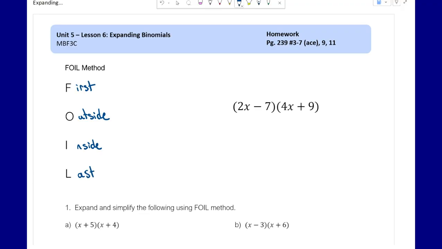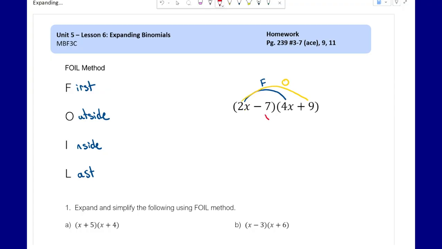So really that's just it. What it's doing is telling us what we need to be multiplying. If I look at this example here, following the FOIL method, F tells us to multiply the first two numbers, so the first number in each bracket. O tells us to multiply the outside two numbers, so the 2x and the 9.